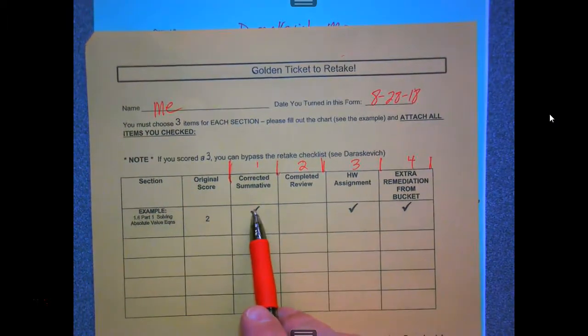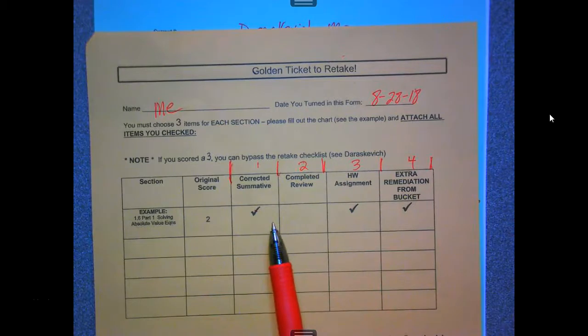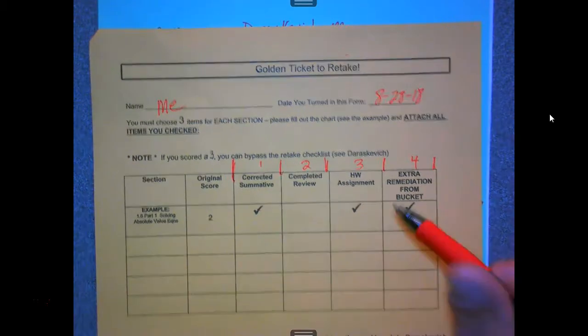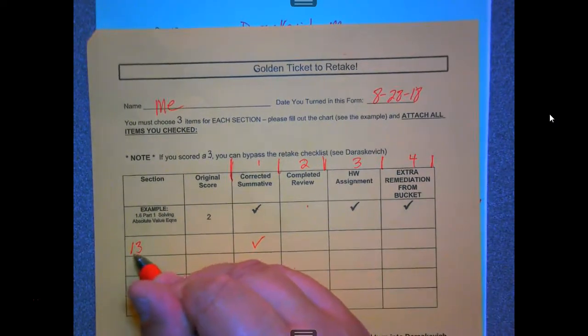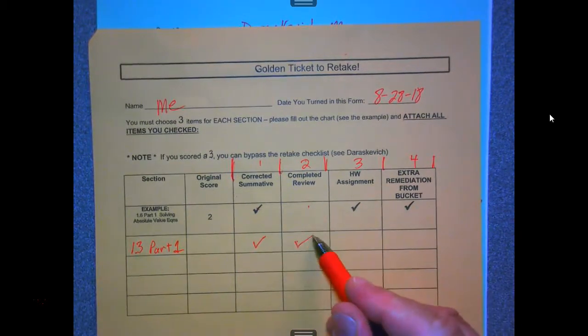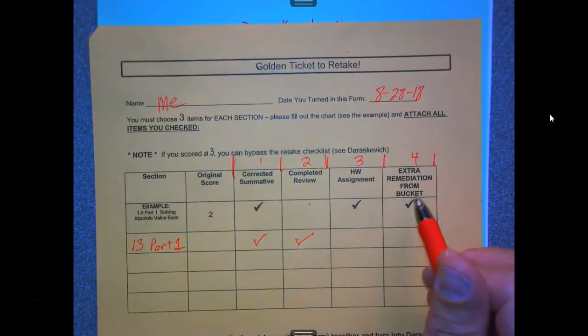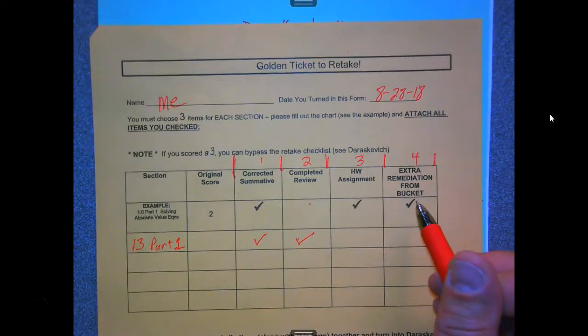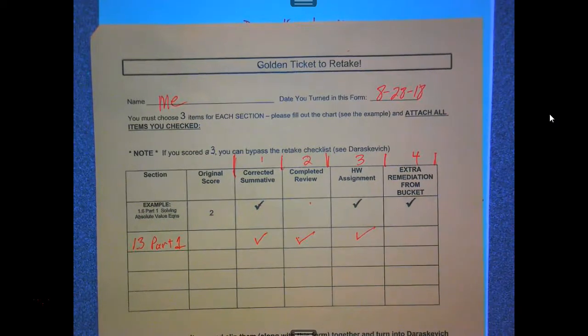Okay, so either corrective summative, that's always a good one, because it's pretty much what you're going to be retested on, maybe a different number. Completed review. Everyone, I'm going to retake 1.3 part 1. Everyone could have this one checked because we did it in class. And then either your homework check or a remediation form, which I'll have another file bucket box over there. So 3 of the 4 that you have to do if you have a 2 or 1.